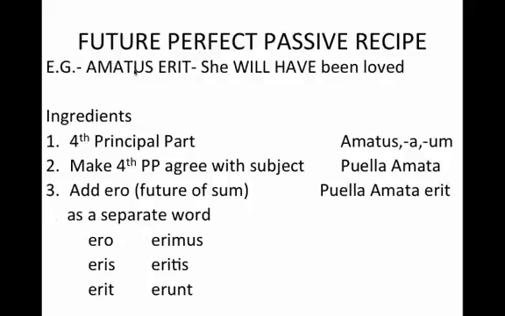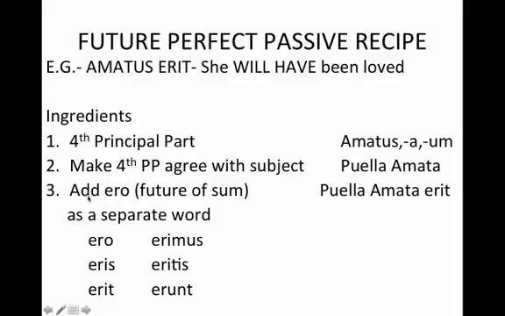So future perfect passive recipe. This example form is a little bit of a typo. Amatus erit should be he will have been loved because us is masculine. So you're going to form this by just taking the fourth principal part, amatus, amata, amatum. Make that fourth principal part agree with the subject, so in this case, puella amata.